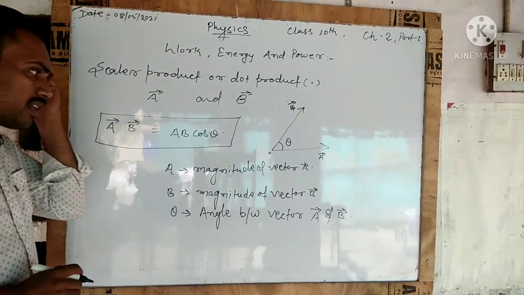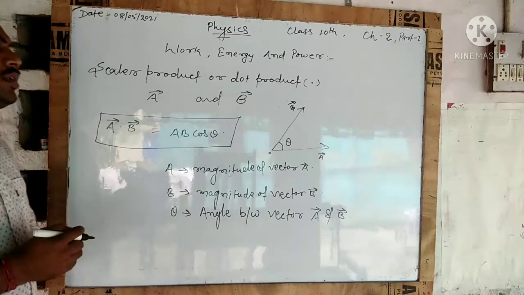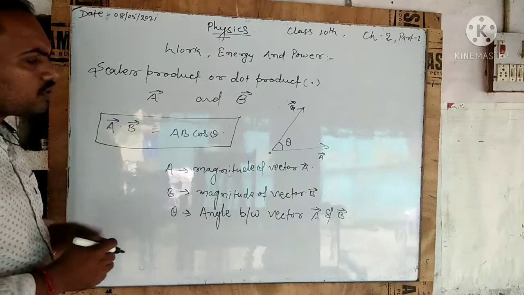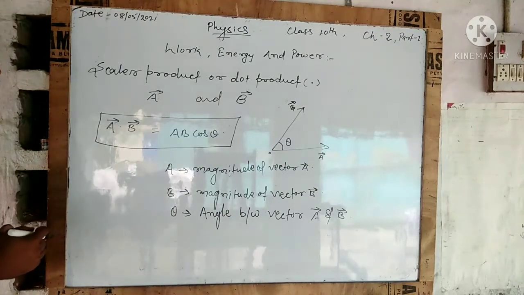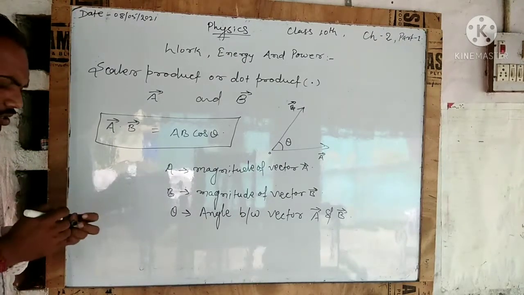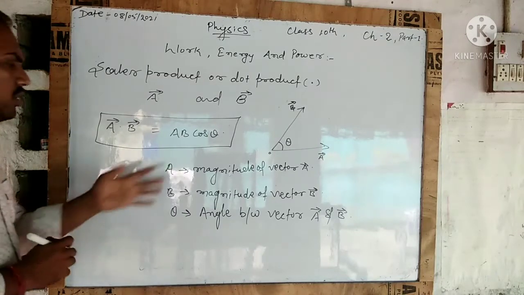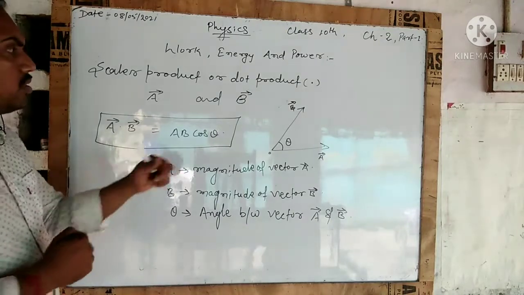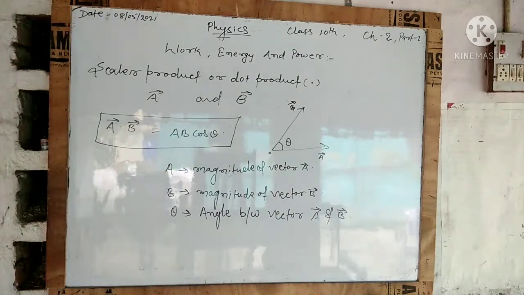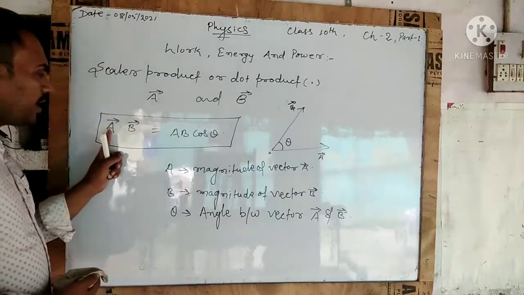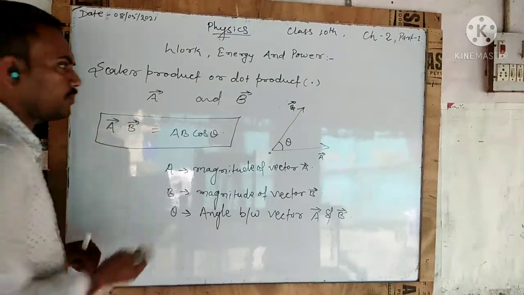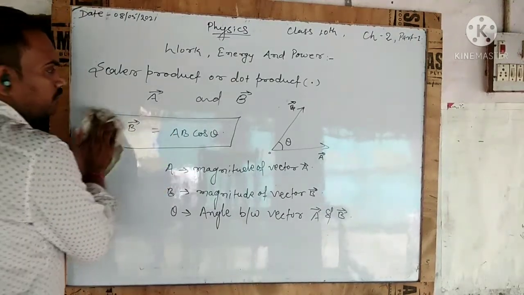Now come to the geometrical meaning of the dot product. For realizing the geometrical meaning, first of all, take a screenshot or write a note. Now we are moving to the geometrical meaning of the dot product. There is a formula, A dot B is equal to AB cos theta. How does this formula come? Now I am removing it.